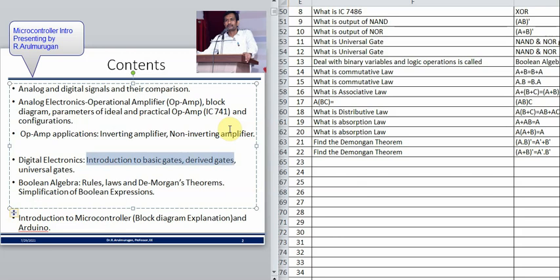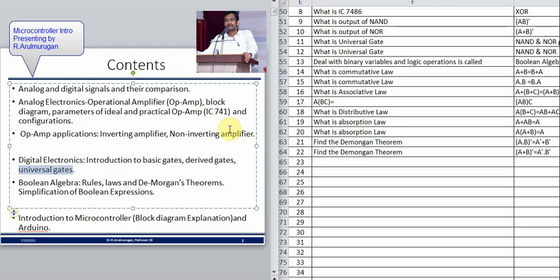What is a derived gate? The NAND gate and NOR gate are derived gates. AND plus NOT is NAND. OR plus NOT is equal to the NOR gate. These are derived gates.